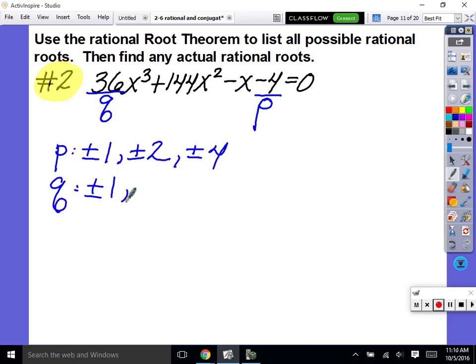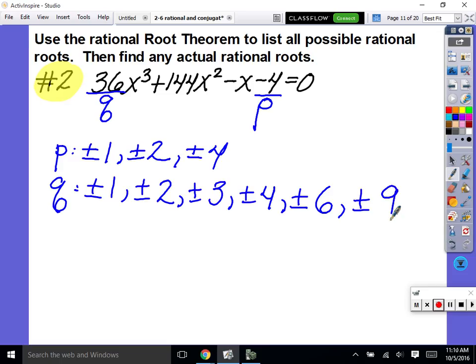There's a lot here. What multiplies to be 36? We don't want to miss anything. So plus or minus 1, plus or minus 2, plus or minus 3, plus or minus 4, plus or minus 6, plus or minus 9, plus or minus 12, plus or minus 18. I think we've got them all, right? And plus and minus 36. Yep. Now all possible P over Q's.